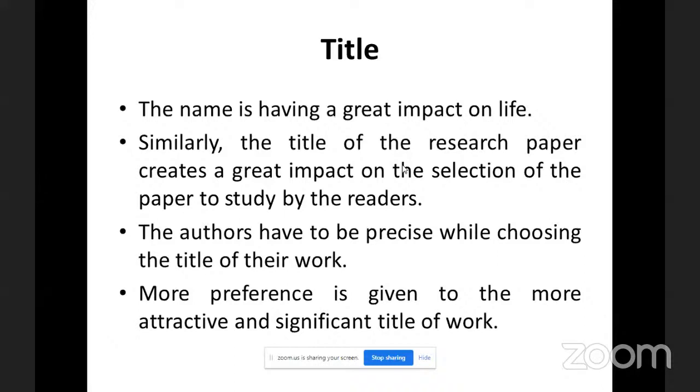So the next thing is what? It should be precise. Precise means it should not be so lengthy. If you are utilizing some techniques, you should be able to define all those techniques in as few words as possible inside the title. You should not discuss each and everything in the title. The problem which you solve and the technique by which you solve this particular problem, these two things are more than enough to define the title of a paper.